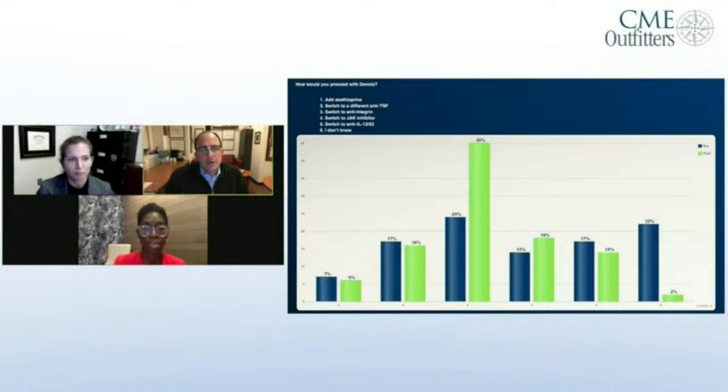So it's an interesting case. This is a real patient of mine, by the way. So in the world that we were treating him, he actually did go to vedolizumab, which is why I chose the case, because I wanted to get that out there. All right, very good, thank you.